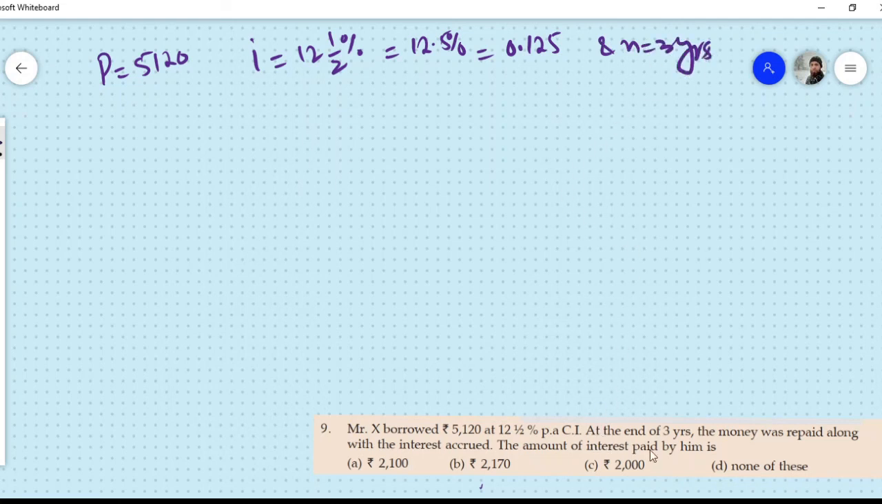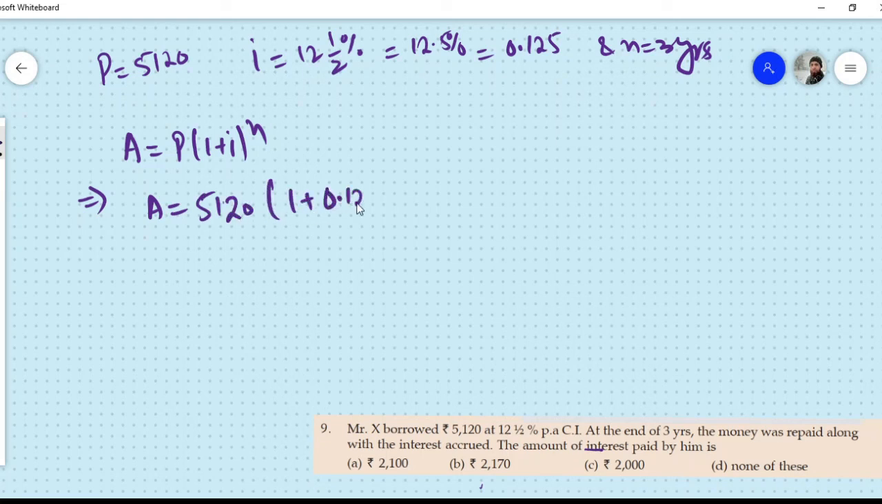Now the question is simple and direct. There is no concept of annuity in this question, and neither are we asked to find it. We are simply asked to find the interest. We can use the previous formula directly, since we know A equals P into (1 plus i) power n. When we find A, we can find compound interest by simply subtracting P from A. Therefore, A equals 5120 into (1 plus 0.125) power 3, which is 5120 into 1.125 power 3.